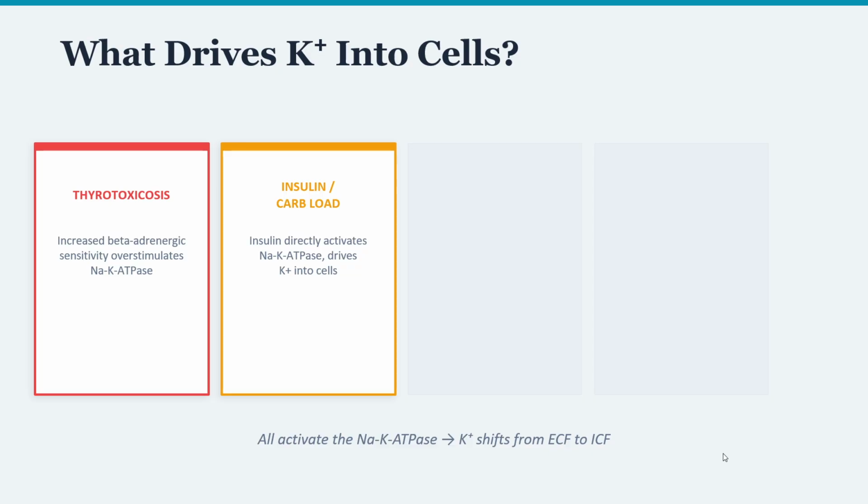Second, insulin and carbohydrate loading. When you eat a big carb heavy meal, insulin is released, and insulin directly activates the sodium potassium ATPase. Now, here's what's interesting. This is actually a normal physiologic mechanism. Your body does this to prevent postprandial hyperkalemia. Every time you eat, potassium shifts into cells a little bit. But in certain patients, those with periodic paralysis, this normal response becomes pathologically exaggerated, and the potassium drops dangerously low. This is also the mechanism behind the DKA paradox, which we'll get to shortly.